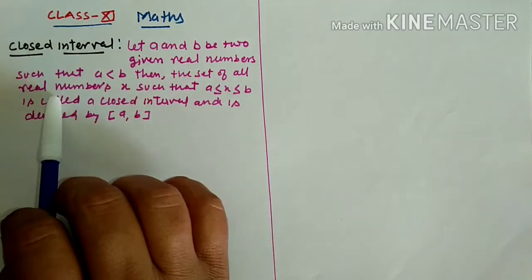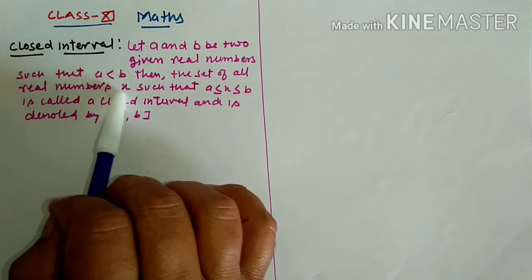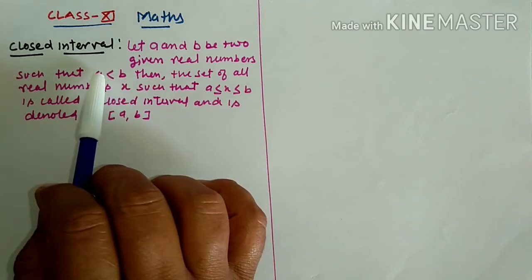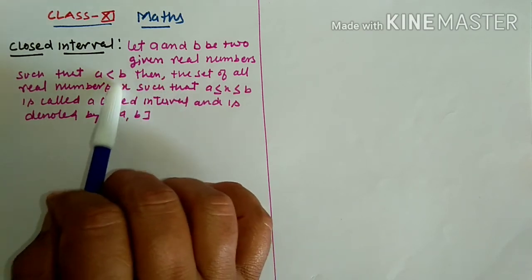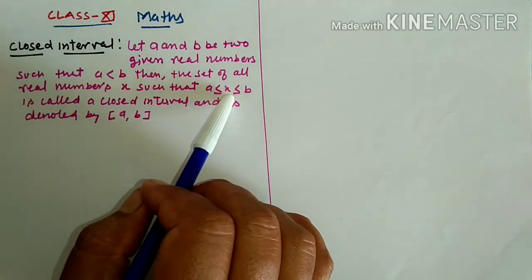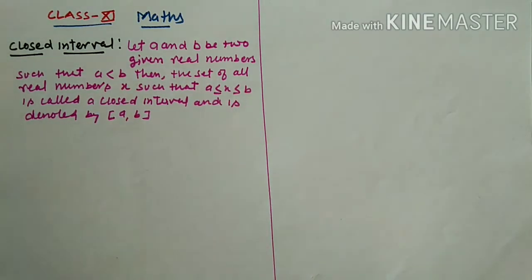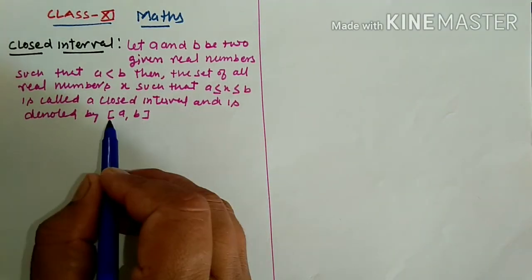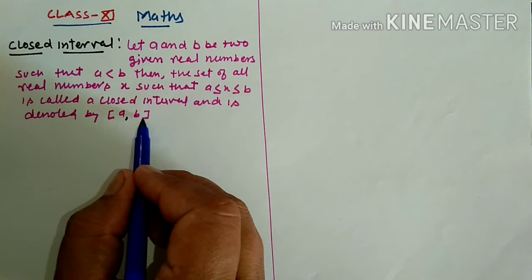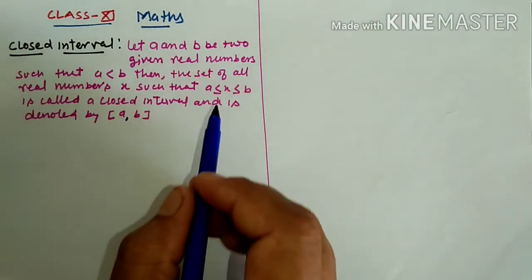Then the set of all real numbers X, such that X is any variable between these two, such that how we are writing the variable X? X is greater than equal to A but less than equal to B. Clear? So this is called closed interval and is denoted by the square bracket A comma B square bracket. So let us now understand about this closed interval.